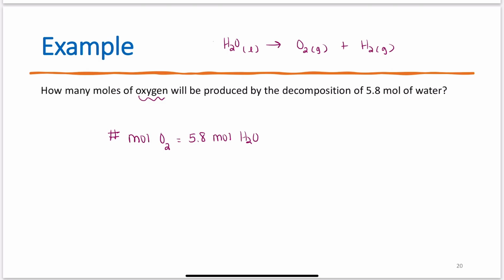I need to balance this though. I have two oxygens, so I need two oxygens. Now I have four hydrogen, I need four hydrogen. Now that I have a balanced equation, I can go ahead and use my stoich. I see that 1 mole of O2 is produced for every 2 moles of H2O consumed. That cancels out my moles of H2O and gives me my moles of O2. Calculate it out, and I get 2.9 moles of O2.